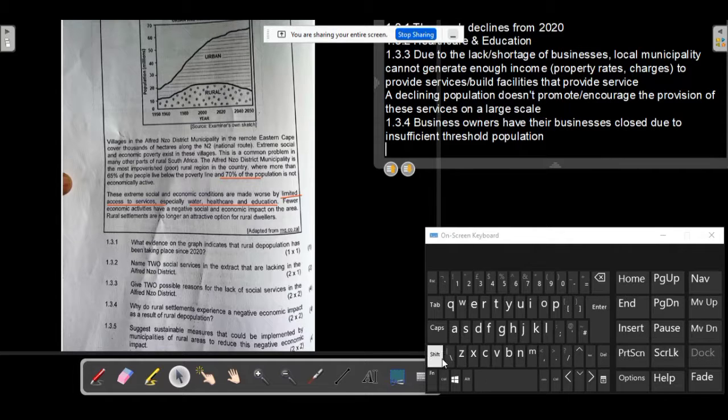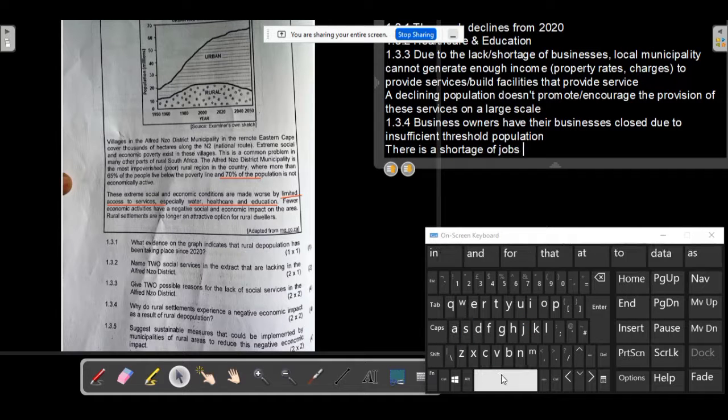And of course this further affects the employee. So you can also say there is a shortage of jobs due to businesses closing down. So this is what I would have written. Yeah, that makes sense.